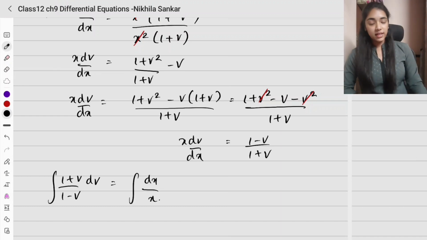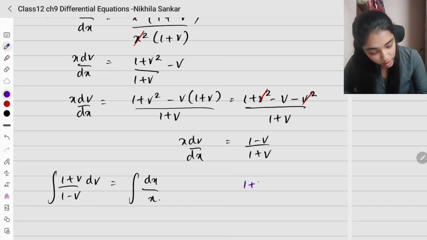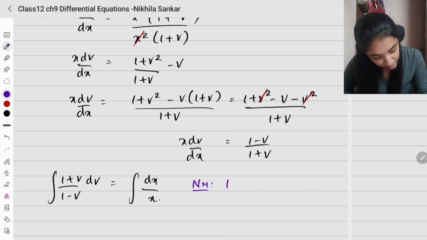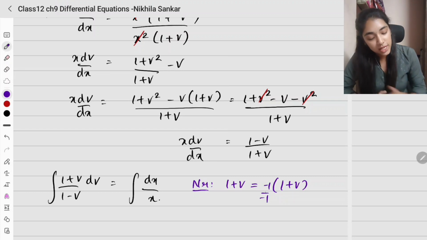Okay, so numeratorல I need 1 minus v. So இந்த இடத்துல நம்ம என்ன மாதிரி substitution பண்ண போறோம்? Numeratorல I have 1 plus v but I need 1 minus v. So I'm going to multiply by minus 1. First of all, what am I doing? I'm going to convert the numerator. So this is my numerator 1 plus v. அதை நான் என்ன பண்ண போறேன்? 1 plus v minus 1 ஆல multiply பண்ண போறேன். So I'm going to also divide by minus 1. So what will I get?